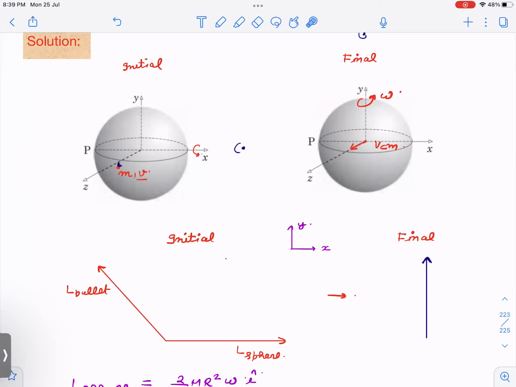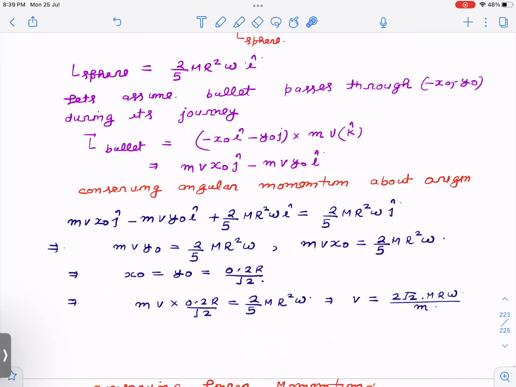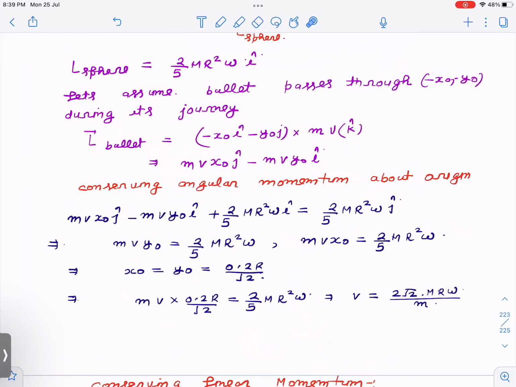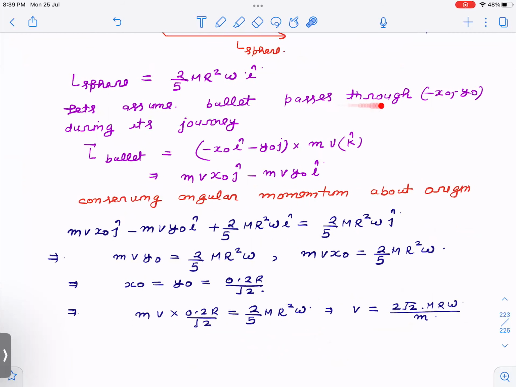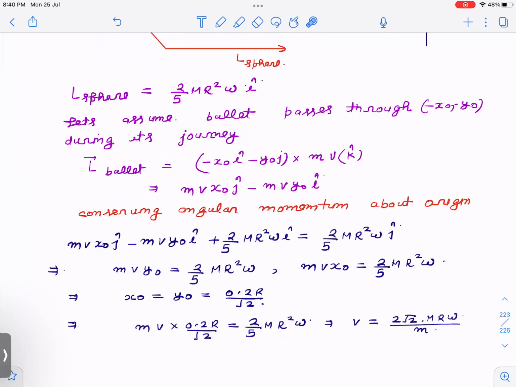Okay, fine. After that it is just the calculation part. We will write angular momentum conservation. So I have assumed that the bullet passes through minus x naught, y naught, right? That is what we have just concluded. So the angular momentum of the bullet is r cross p about the origin. Just write i cross k and j cross k properly without any mistake. So it is m v x naught plus m v y naught i cap.